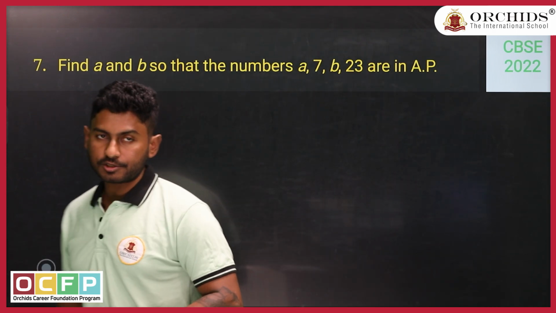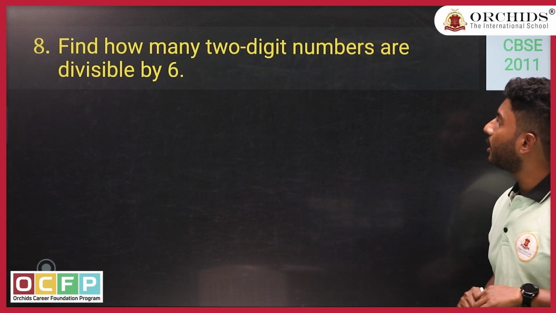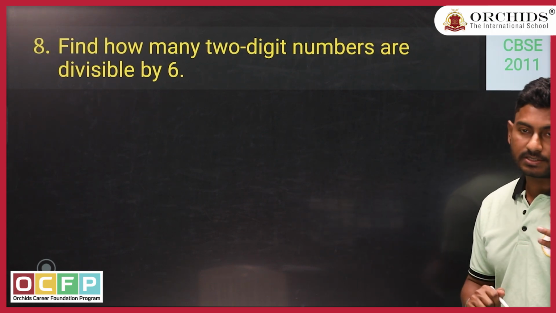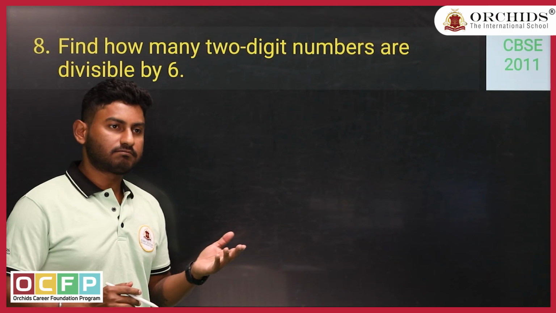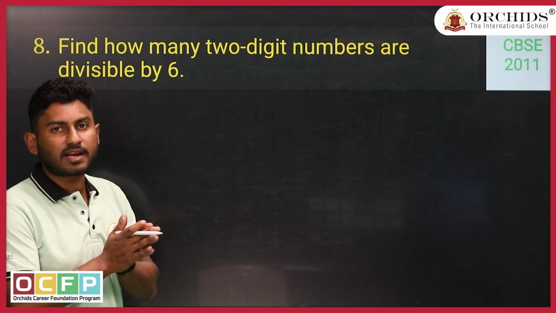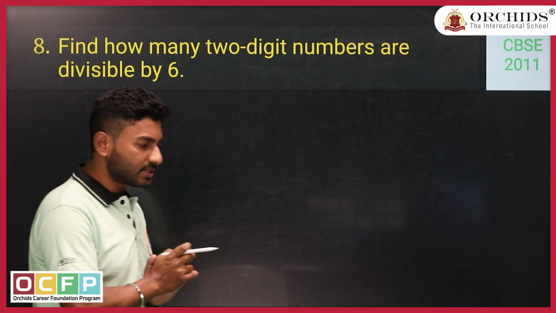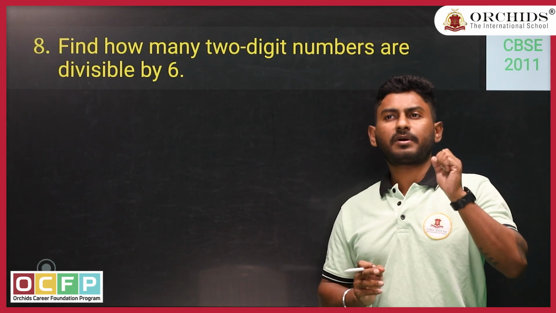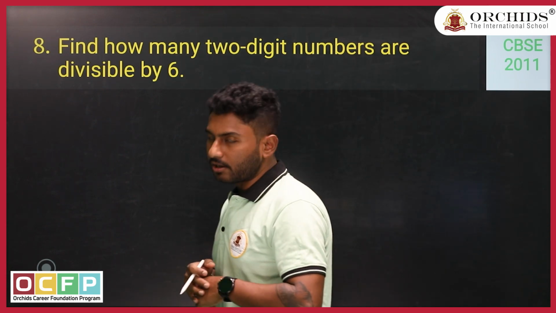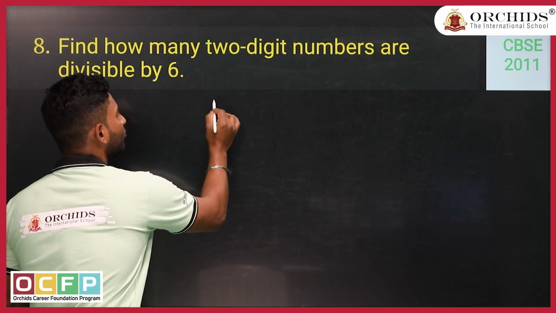Those who have understood, let us move forward with the next question, question number 8, from CBSE 2011. Find out how many 2-digit numbers are divisible by 6. This type of question seems to be difficult, but it is not at all difficult. You just have to understand what they are asking for. The minimum we need is to understand the table of 6. The table of 6 tells us that the first number is 12.